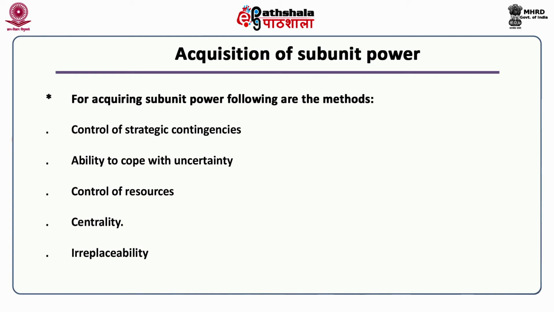Now, control of strategic contingencies. It means having control on the activity on which other subunits depend. In an organization, one activity is related with many departments. One department cannot perform its job until the other department performs its job.